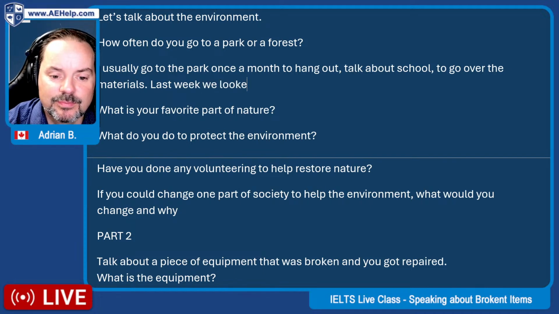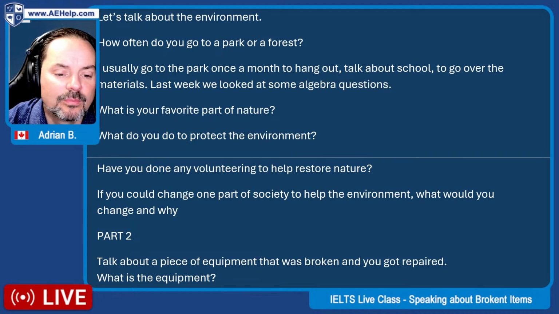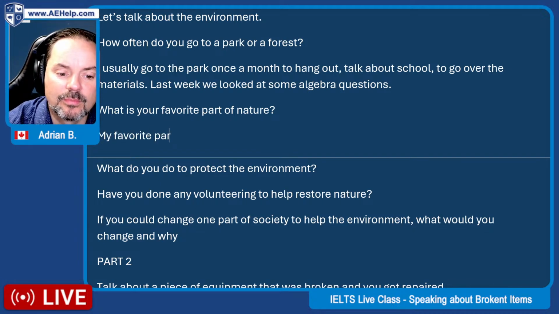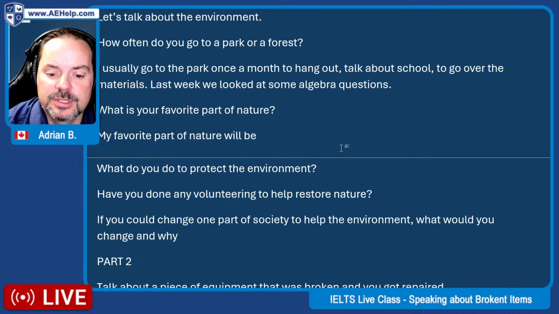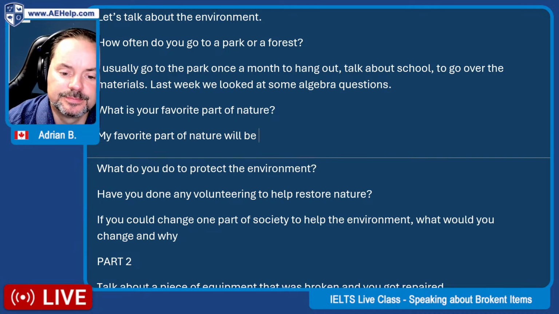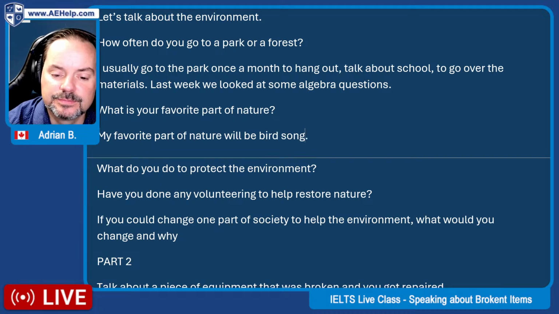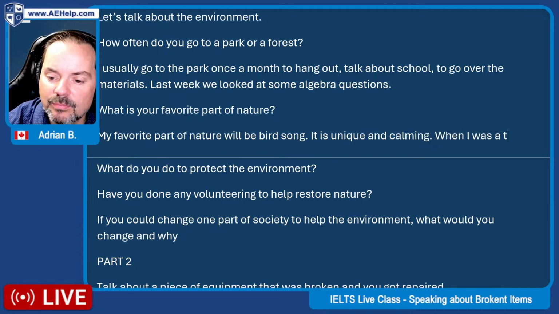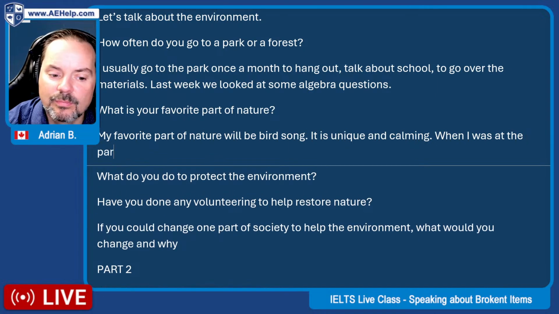What is your favorite part of nature? My favorite part of nature is probably going to be the birds, like the bird sound. It's very calming and it is a very good environment to talk in. What do you do to protect the environment? The thing that I do to protect the environment is I usually turn off my lamp when I'm not using it to save energy, and I plant trees sometimes with my friends.